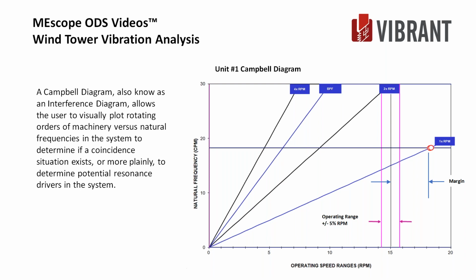If you have a crossing of one of these drivers with a natural frequency in the operating speed range, you have a resonance or a coincidence. In this case, we don't have anything that crosses through here. Okay, here's our 1 times RPM. There's our natural frequency. They're way outside the operating speed range, and it turns out to be about 20% margin.